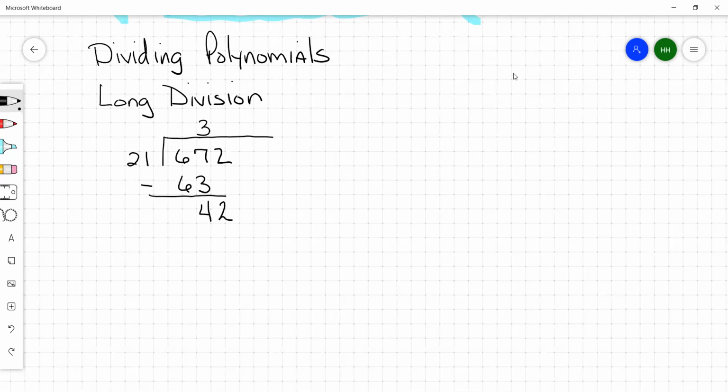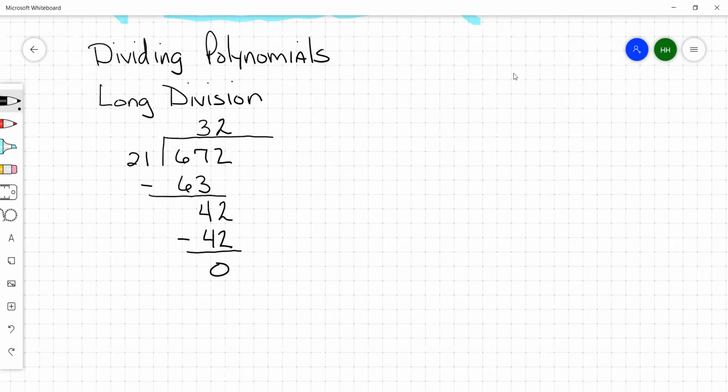And it's real important to keep everything aligned vertically. So it goes 2 times. And then you multiply 2 times 21 and you get 42. And you subtract it, and 42 minus 42 is 0. So 21 goes into 672 32 times with 0 remainder. Polynomial long division works very similar. Today you're going to be primarily dividing trinomials by binomials.